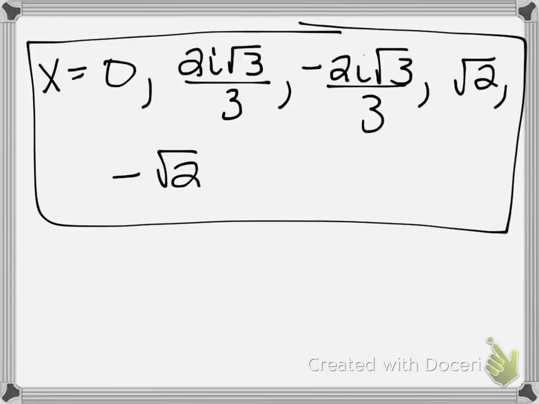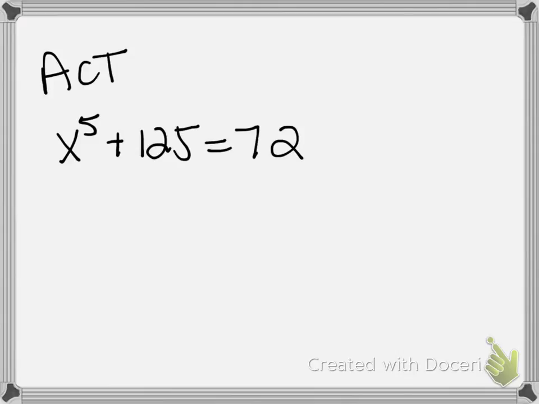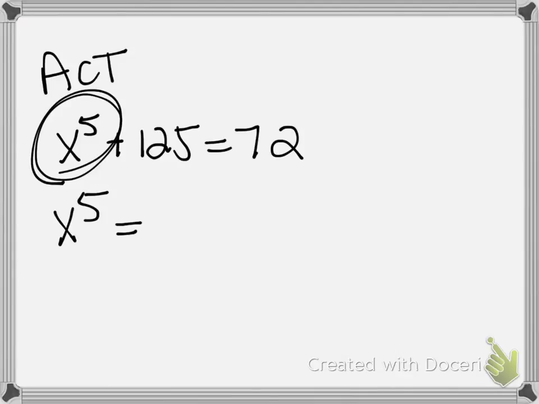Okay, so now we have seen how to solve disguised quadratics. And one other little thing, it's not quite like a disguised quadratic. However, this is where I felt would be most appropriate to put it in. And it's like an ACT question. So what they want you to do is solve for x. So I have x to the 5th plus 125 equals 72. Notice all I have is this x to the 5th, so I'm going to isolate it by subtracting 125. And I get negative 53.